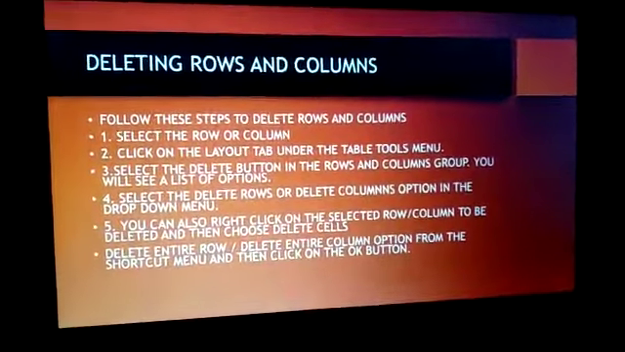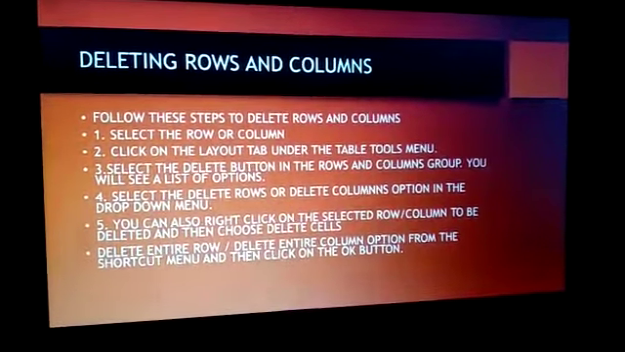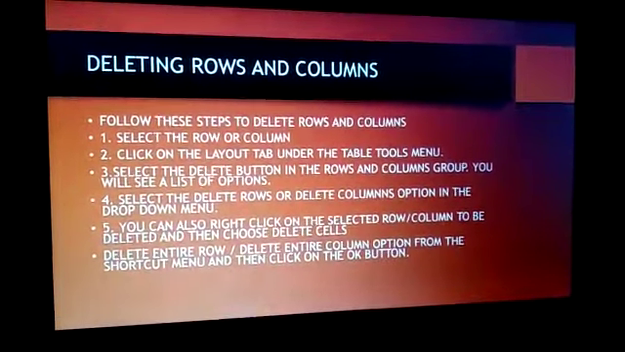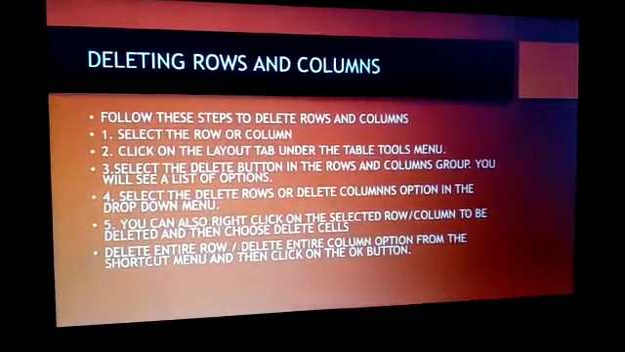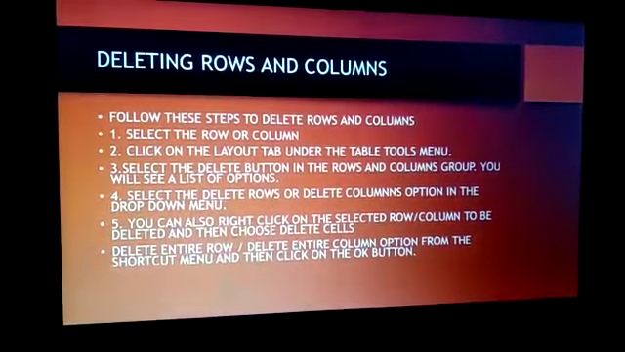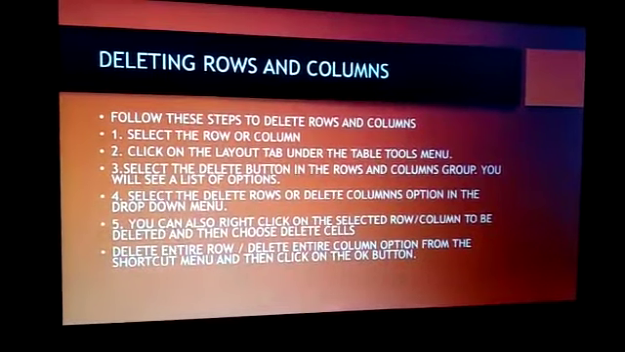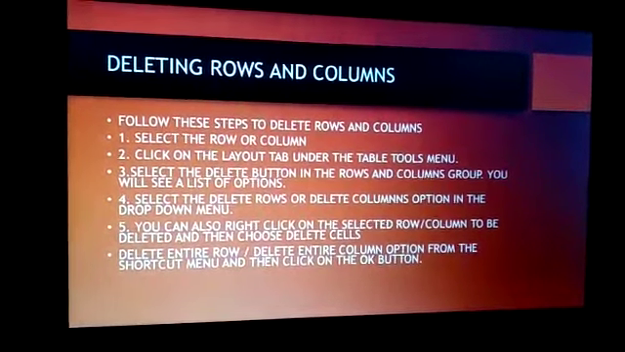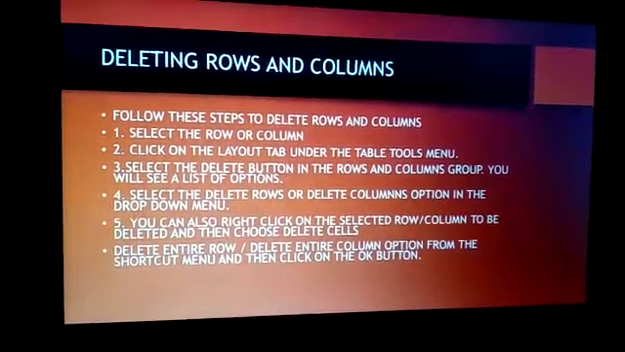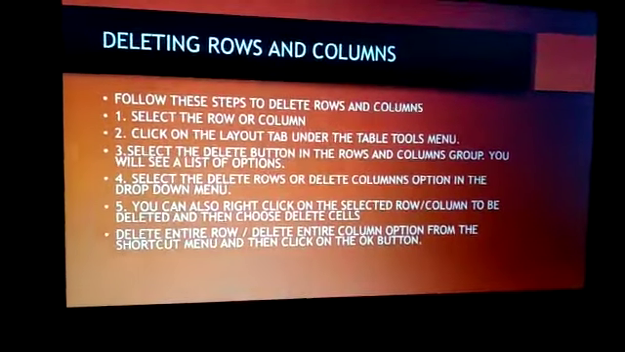Next is deleting rows and columns. Select the rows or columns, click on the layout tab under the table tools menu. Next, select the delete button in the rows and columns group. You will see a list of options. Fourth, select the delete rows or delete columns option in the drop down menu. Fifth, you can also right click on the selected row or column to be deleted and then choose delete cells. Next, select the delete entire row or delete entire column option from the shortcut menu and then click on the OK button.